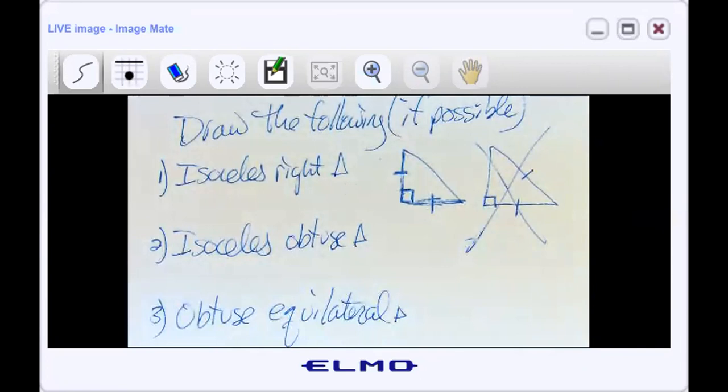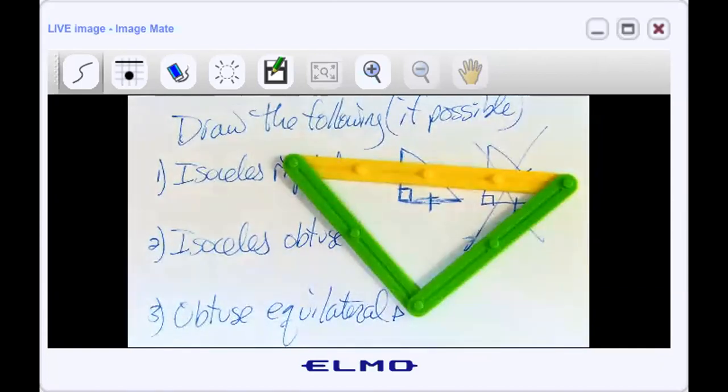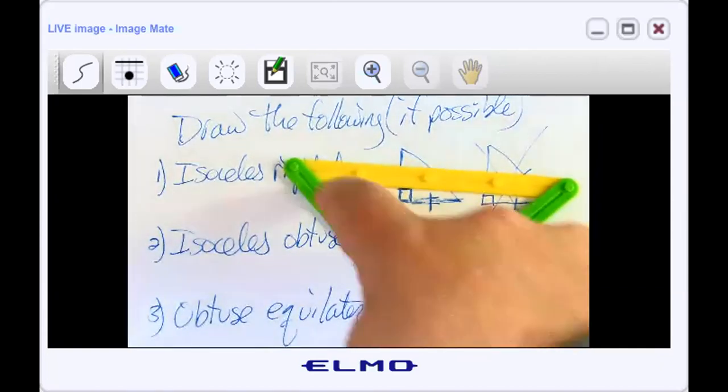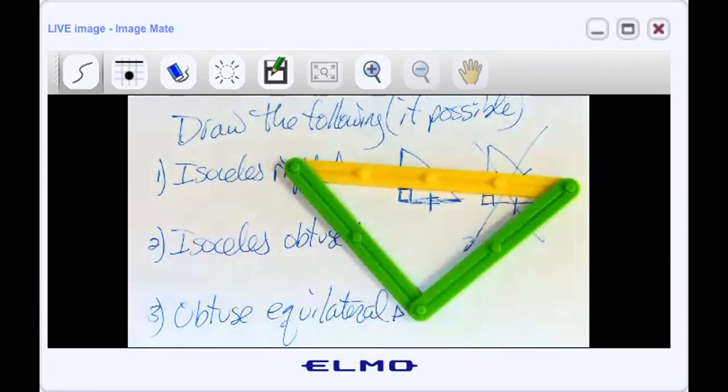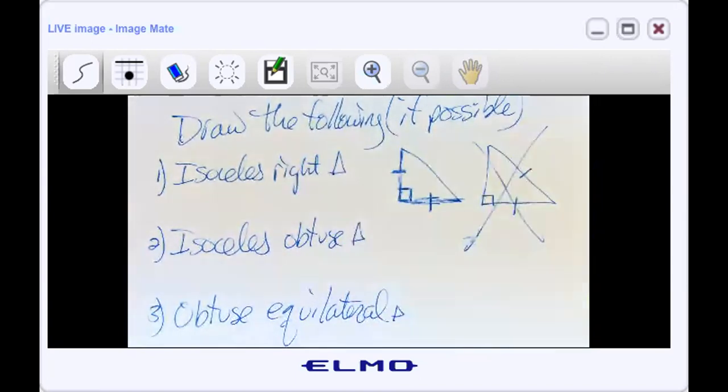Okay, isosceles obtuse triangle. Is that possible? Is it possible to draw an obtuse isosceles triangle? Someone tell me, is it possible? Yes or no? Yes, it is. And I will show you, here's one that I made. So you have an obtuse angle down here, and then I have two sides that are the same, and then one that is not. So they're all going to look kind of like that.